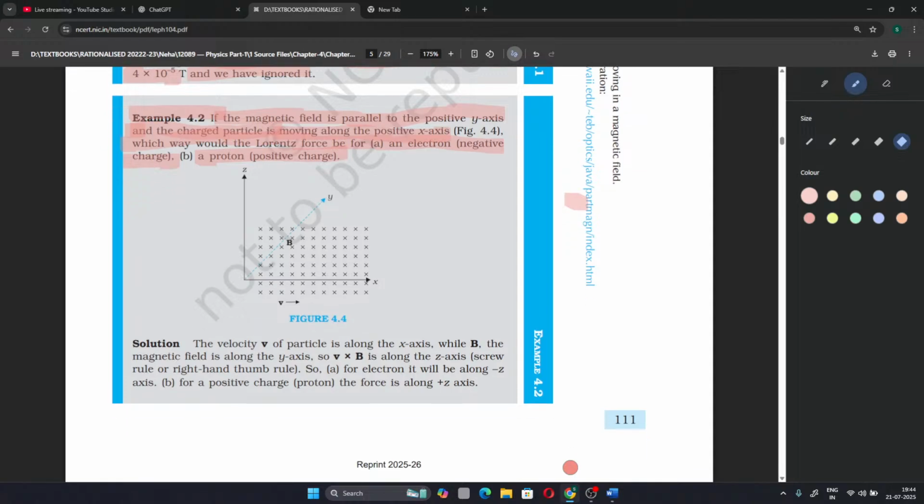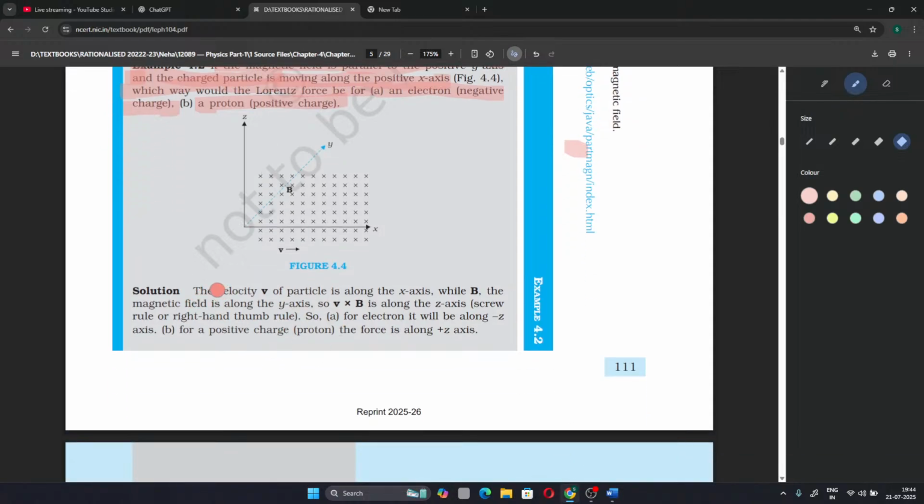The velocity of the particle is along the x-axis, while the magnetic field is along the y-axis, so V cross B is along the z-axis, right-hand thumb rule. So for an electron, it will be along the negative z-axis, as I told. For a proton, the force will be along the positive z-axis.